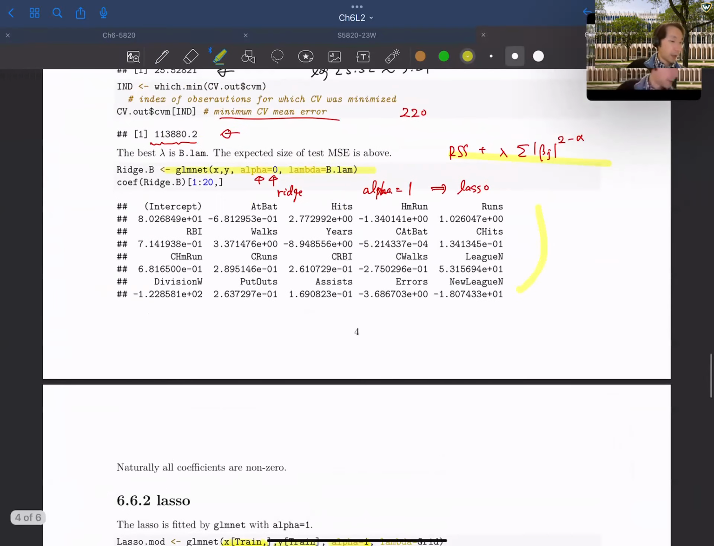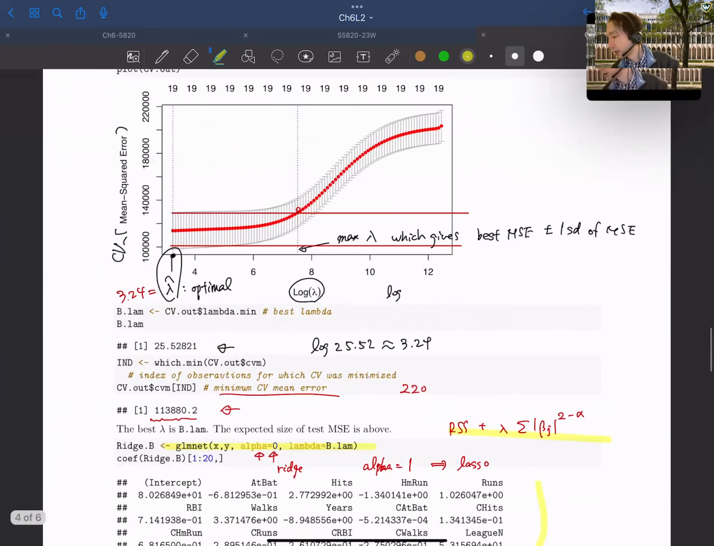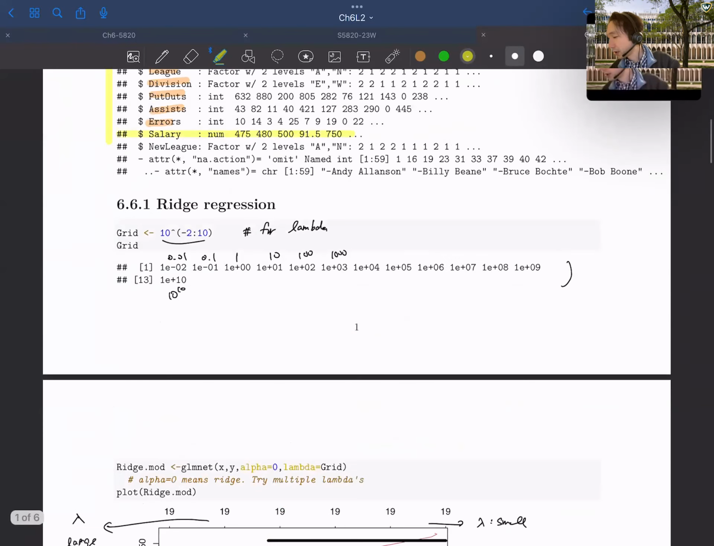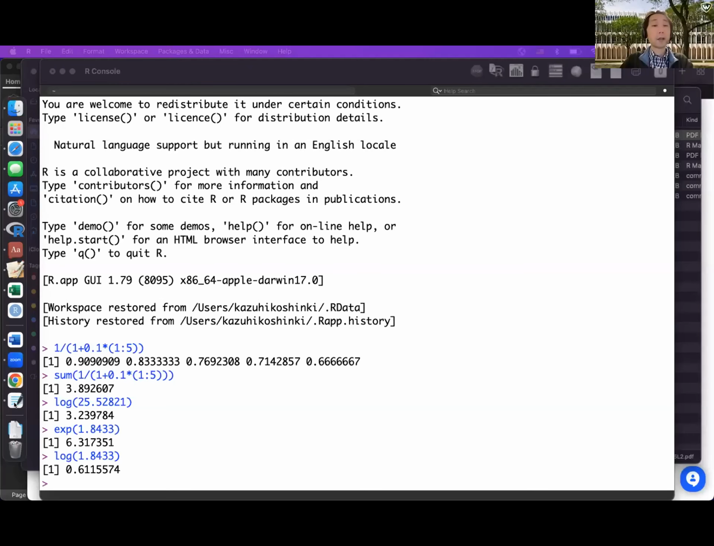Sorry, we don't have enough time to discuss the exercise. I may now share screen, and maybe next time we do some exercise, but maybe I briefly discuss the exercise question.